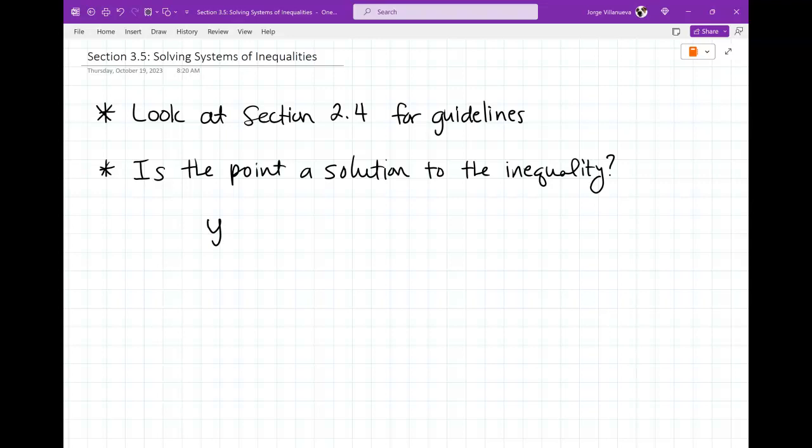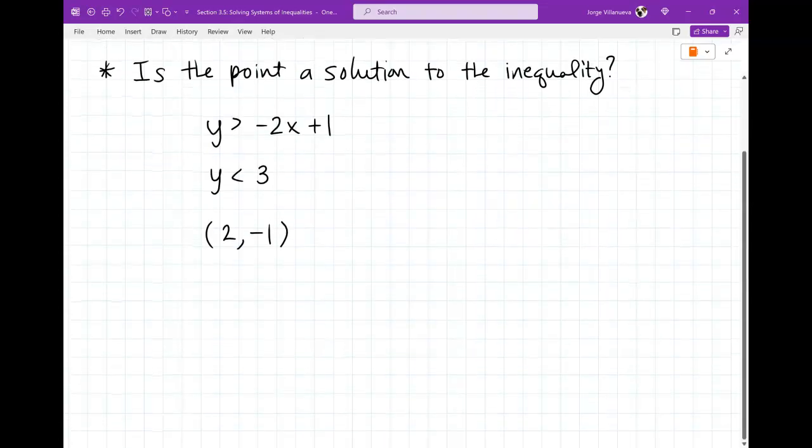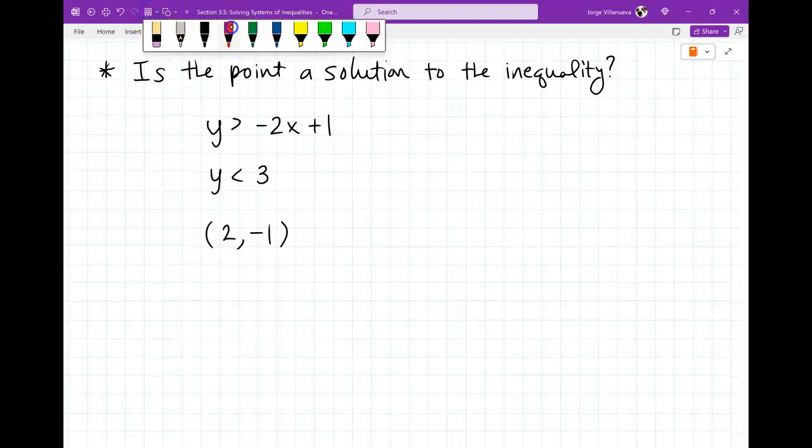Let's say it's like y greater than negative 2x plus 1, and the other one might be like y less than, I don't know, let's say 3. And they're going to give you a point as well. So it's going to look like this. They might put like a 2, negative 1. They're going to ask you, is that point a solution to those inequalities? All you have to do is plug it in. Okay? Just plug it in into both of them and see if it works. Wherever x is, you're going to write 2. Wherever y is, you're going to write negative 1. So let's go ahead and do that really quick.